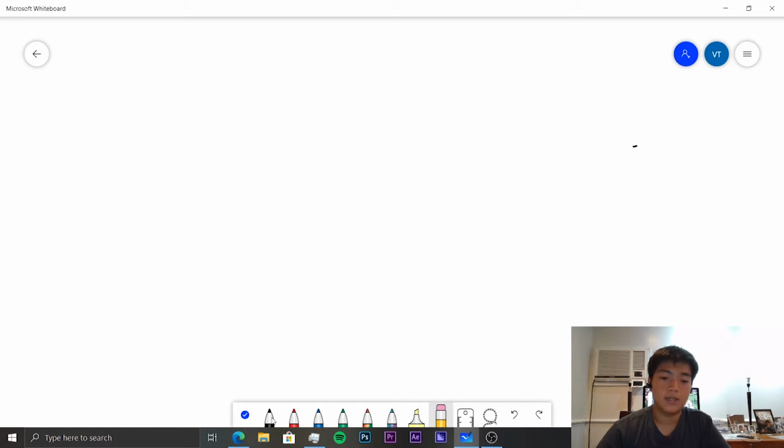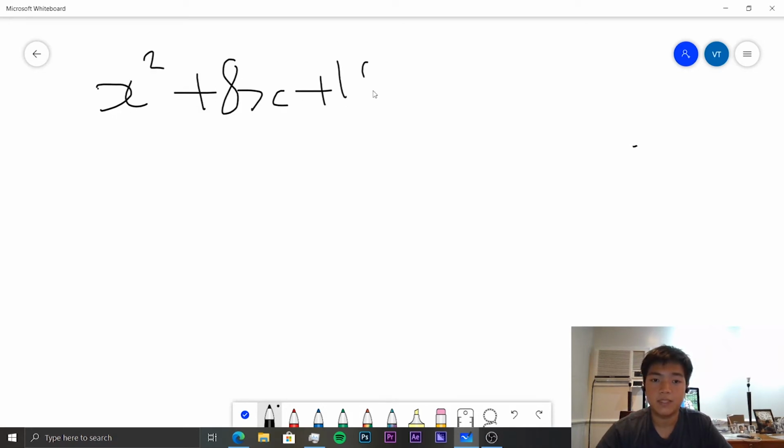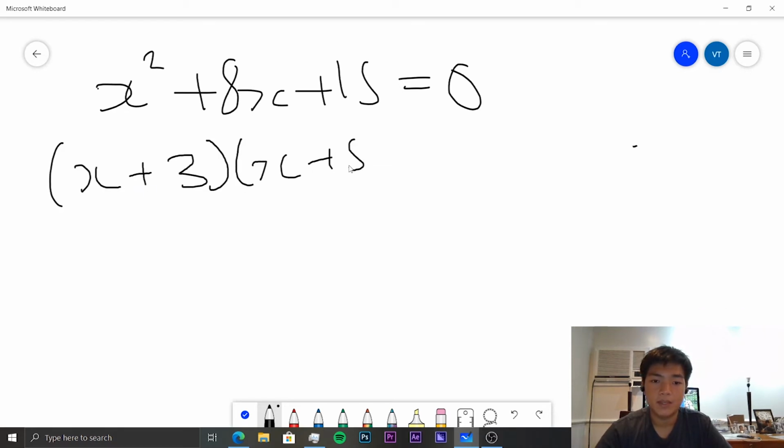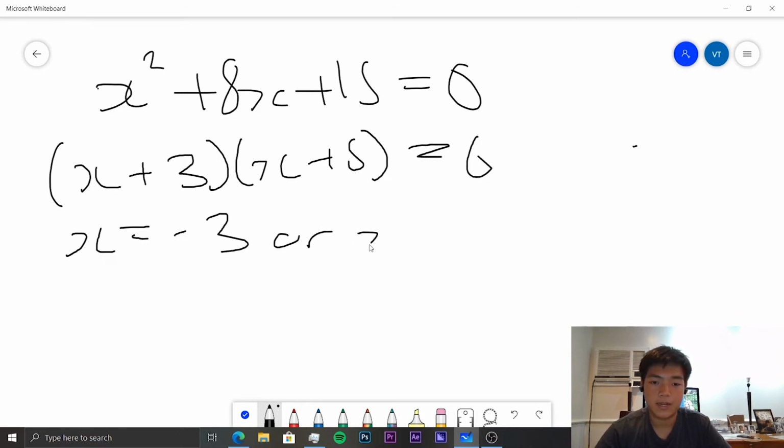So the first equation we have is x squared plus 8x plus 15 is equal to 0. And this is simply equal to x plus 3 times x plus 5. And this would be equal to x is equal to negative 3 or x is equal to negative 5. Pretty simple.